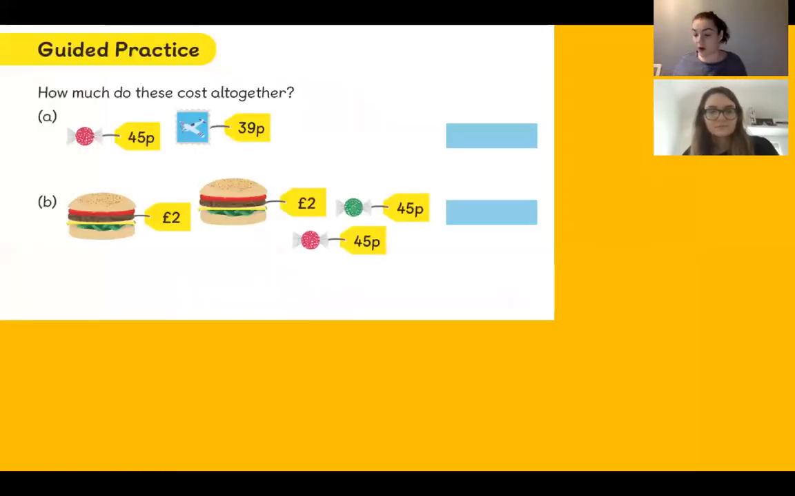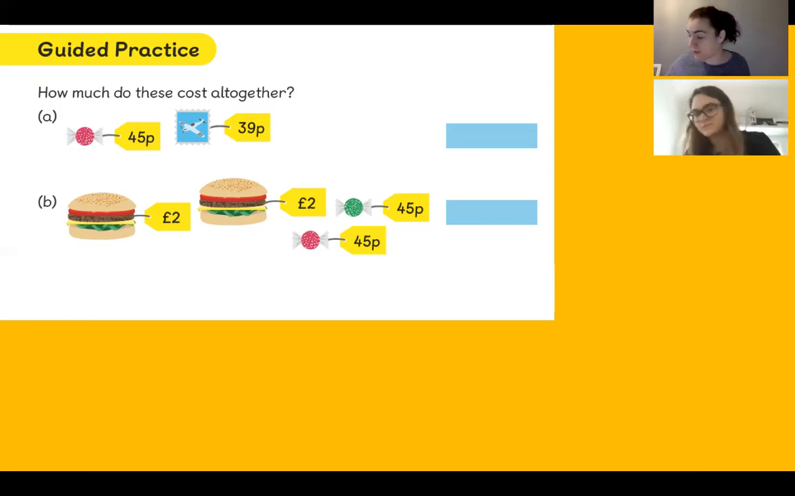So, moving on to your guided practice. Now, Miss Fen would like you to go off and have a go at question 1A by yourself or with an adult at home. You need to calculate how much the sweet and the stamp cost all together. And looking at that word all together means that we are adding. Good job. So you're going to do 45p, add 39p.